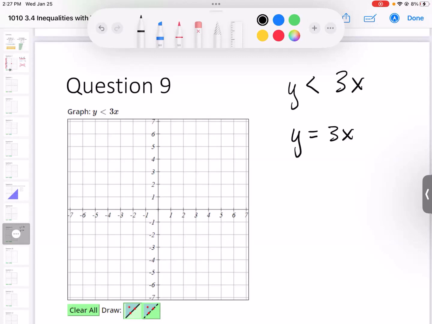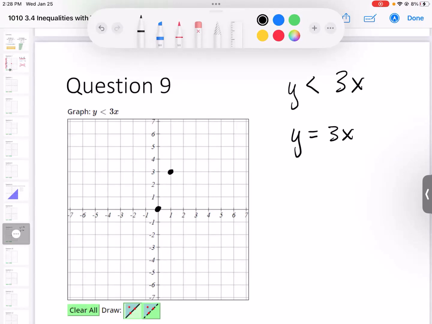And so to graph this, I might say, okay, well, I could do this with slope intercept form, or I could just find the intercepts. So I might say, okay, well, if x equals 0, then y has to equal 0 as well. And so to find the other solution, I have to plug in some other number that's not zero, because if I said y equals 0, you're going to get the same point. So I might say, what if x is 1? Well, then y would have to be 3, which would be that point right there.